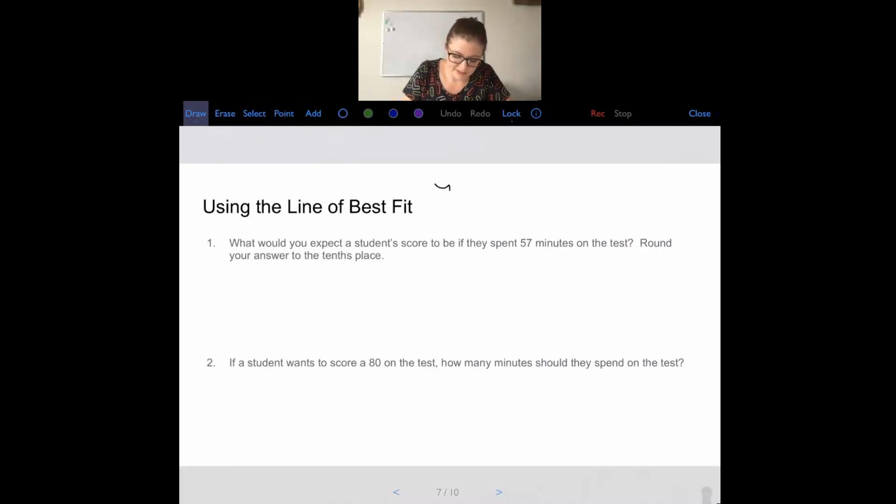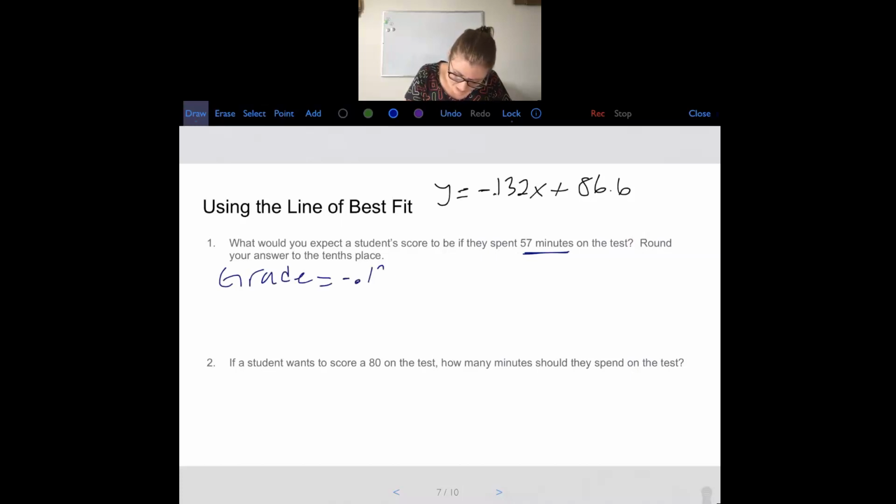So our line of best fit, which is a linear equation. What would you expect a student's score to be if they spent 57 minutes on the test? Round your answer to the tenths place. So in this case, 57 minutes is our time spent on the test. So we would have our grade is equal to negative 0.132 times our time plus 86.6.